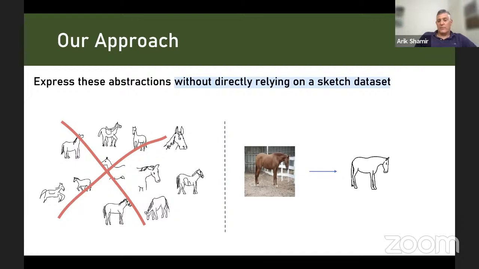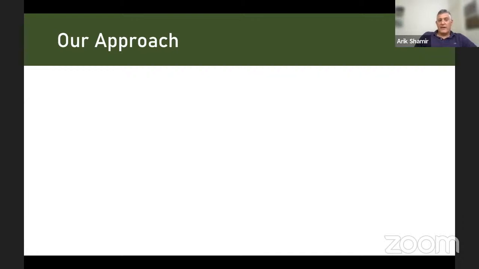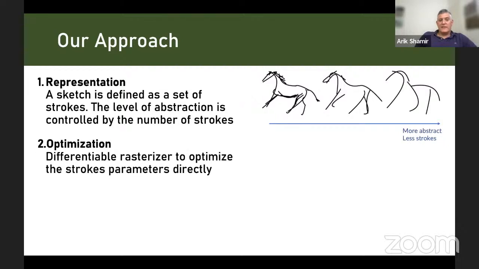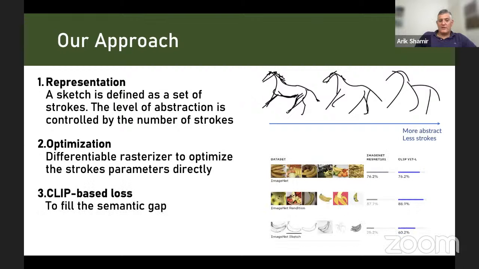In our case, we were first of all representing sketches using different shapes or different strokes, in our case, Bezier strokes. And the level of abstraction is guided by the number of strokes. The second thing is we were using optimization in order to optimize the stroke positioning. And lastly, we were using as the loss function a CLIP-based loss.